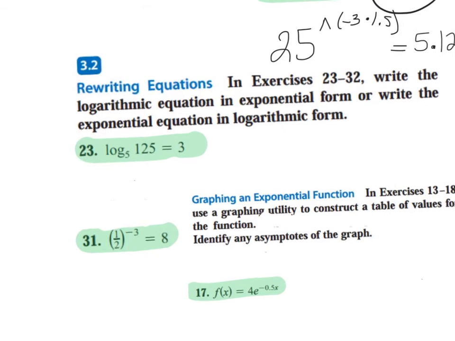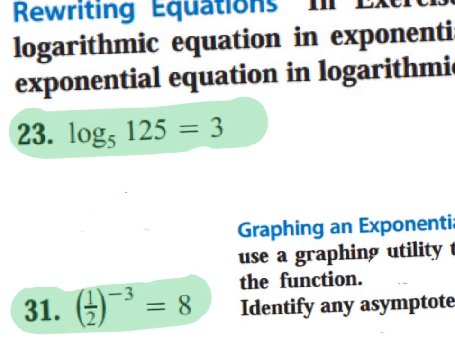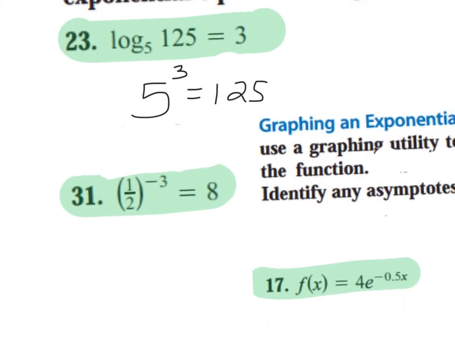All right. If you're going to write the log in exponential or write the exponential in log, how would I rewrite this? The little number becomes a big number. Okay. Little number becomes the big number. 5. And then what would it be? 5 to the 125th power equals 3. Or 5 to the 3rd power equals 125. Okay, good.